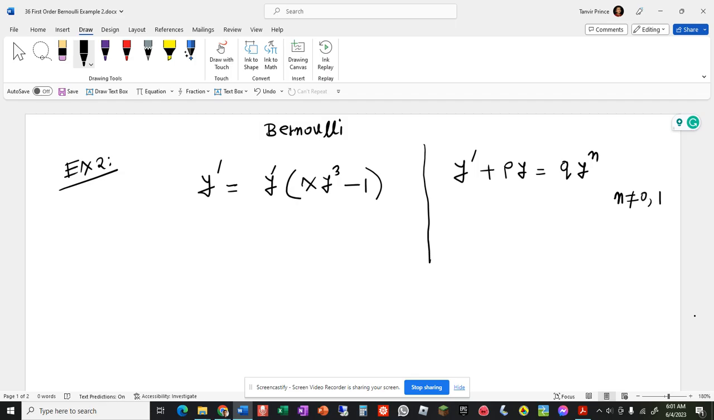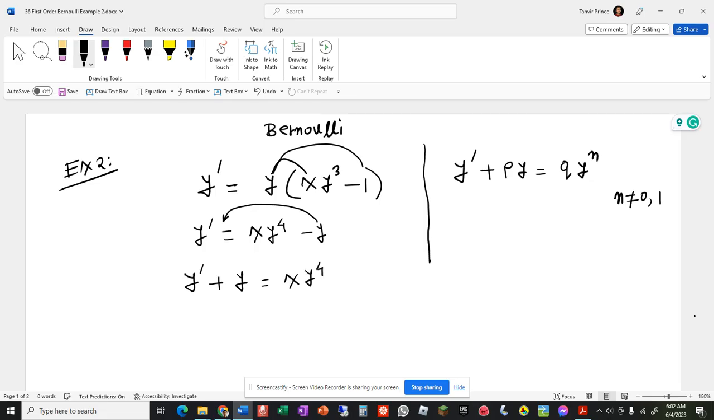So here you can simply multiply out, and let's see what I get. y prime equals x y to the power 4 minus y. So I can bring this negative y to this side, adding y to both sides. y prime plus y equals x y to the power 4. Now if we compare with this, it is indeed Bernoulli.